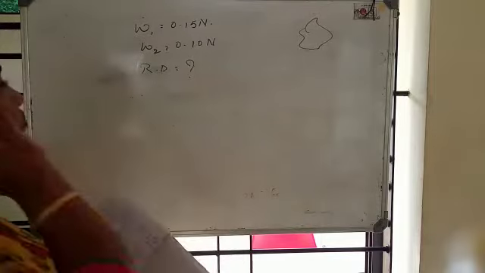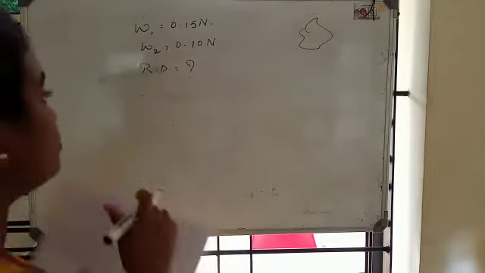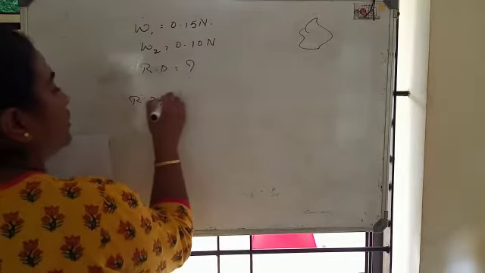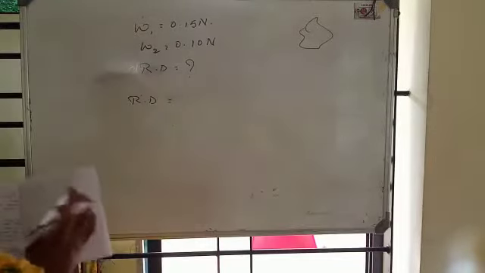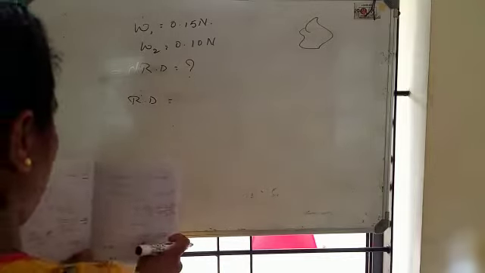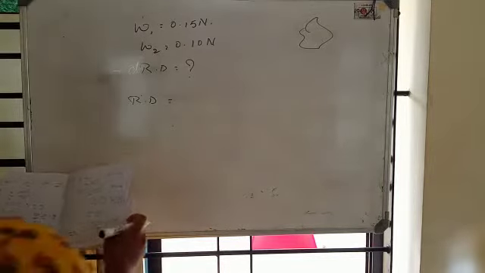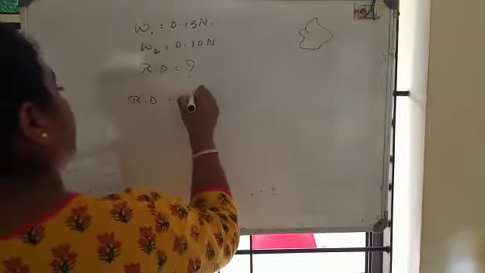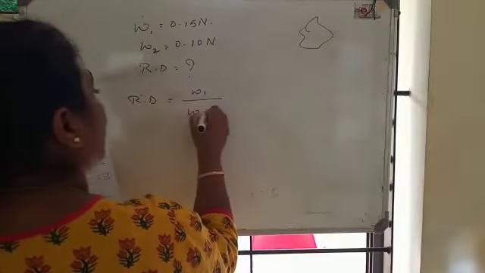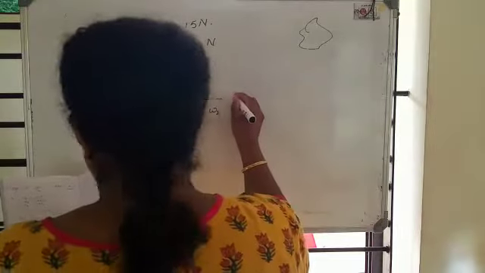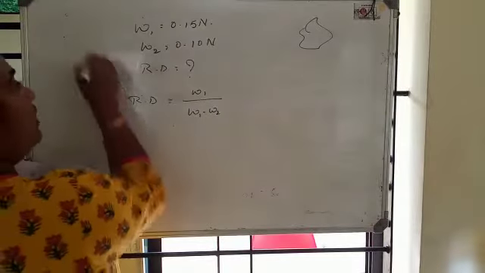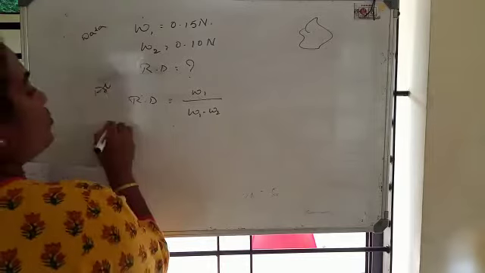What is the formula to calculate the relative density of the solid? Relative density of the solid is equal to W1 by W1 minus W2. That is the formula. This is the formula for relative density. So this is the formula, this is the data section. Now let us go for the solution section.